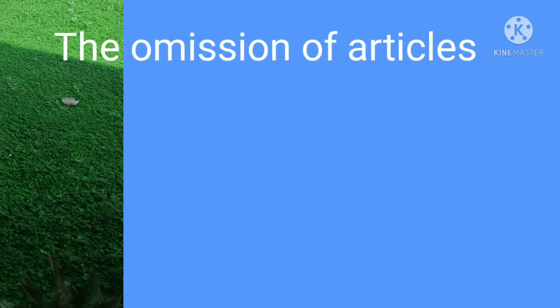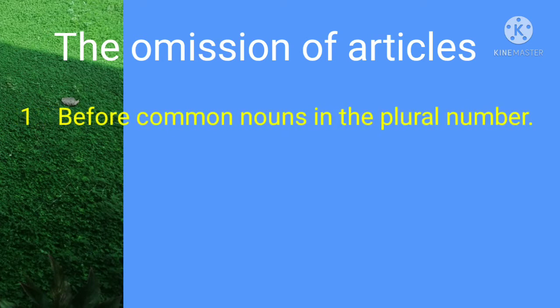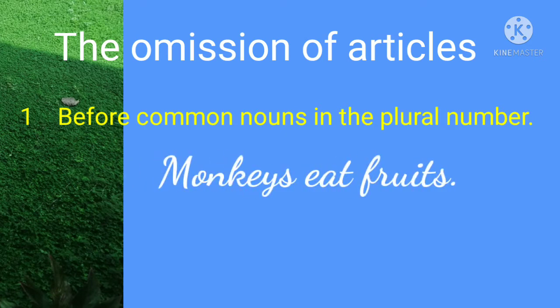Friends, now I would like to give you a small talk on the omission of articles. There are several contexts in which we cannot use articles. I will list them one by one. First one, before common nouns in the plural number. For example, you can say monkeys eat fruits. It means that all monkeys eat fruits.